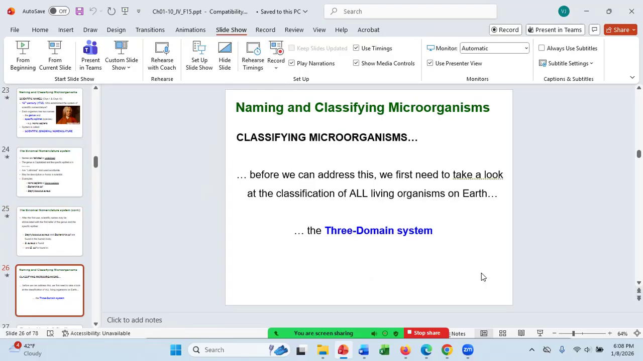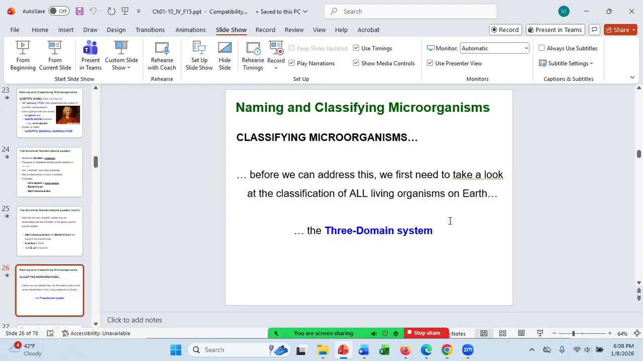All right, so we've talked about the naming of organisms. Now let's talk about the classifying of organisms. As I stated, this was begun by Carolus Linnaeus, but we don't use his classification system anymore because he classified everything into plants or animals. And before we can talk about the classification of microorganisms, we need to take a look at the classification of all living organisms on the planet Earth.